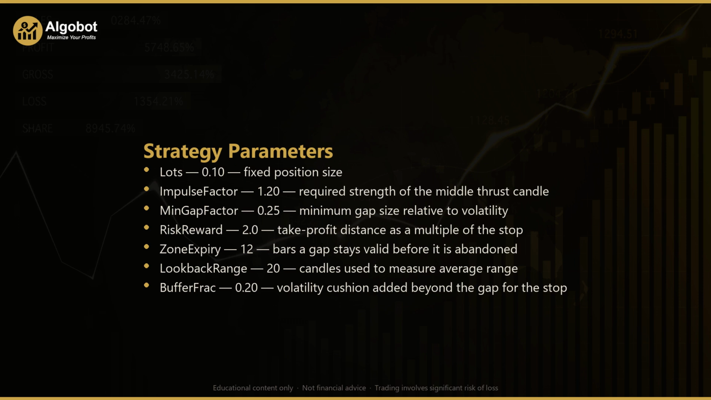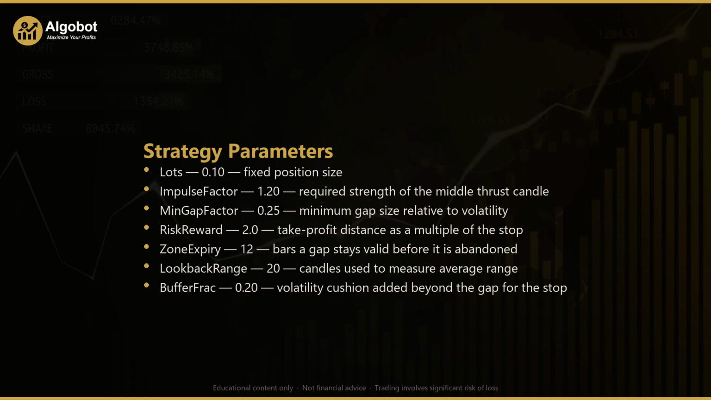ZoneExpiry defaults to 12 and is measured in bars. It controls how many candles a gap remains valid before the strategy stops watching it. A fresh gap that is never tapped within this window is simply abandoned. Look-back range defaults to 20. This is the number of candles used to calculate the average range that scales every threshold. A longer look-back gives a smoother, slower-moving estimate of volatility.